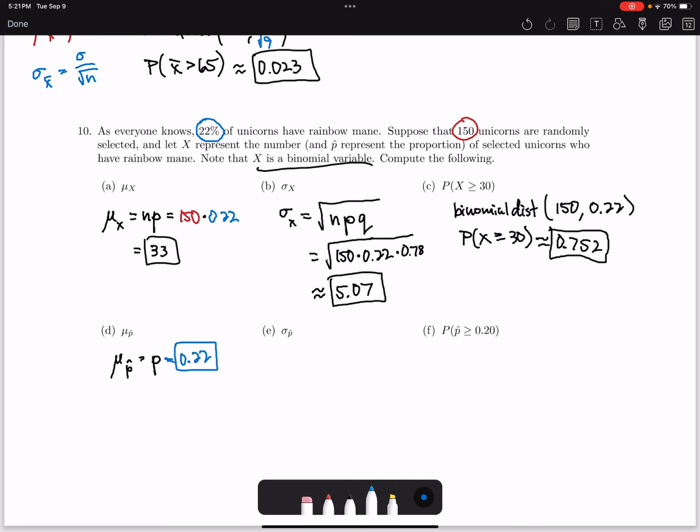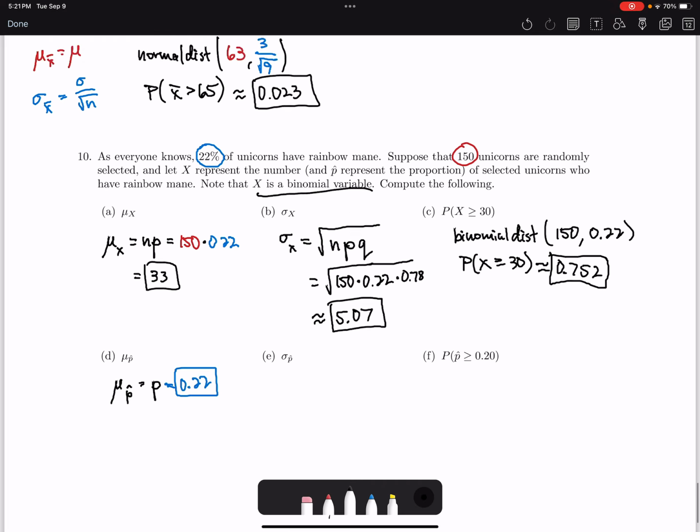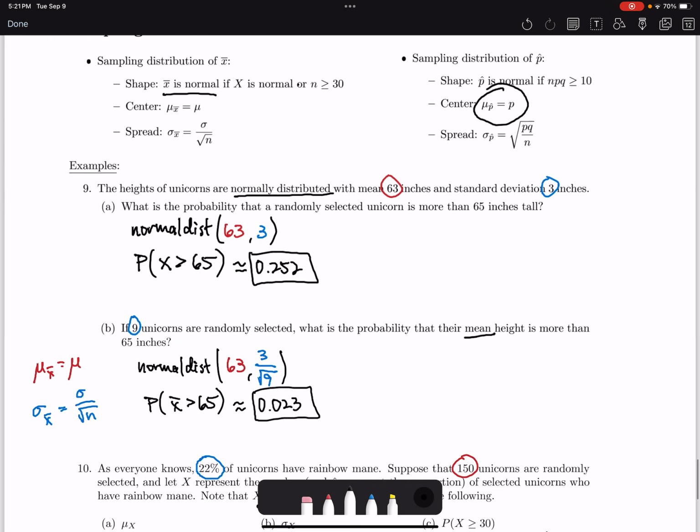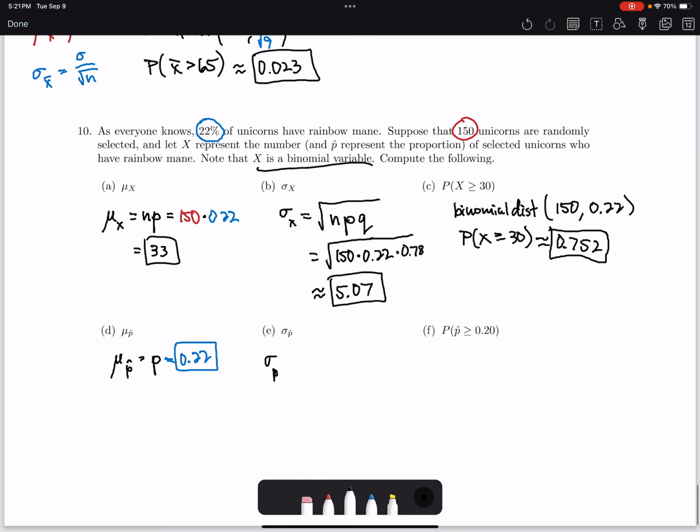Part E asks for sigma sub p hat. Sigma sub p hat is the square root of pq over n. So that's going to be 0.22. Q should be 1 minus 0.22, 0.78. And then n is our sample size, 150. So we type that into our calculator.